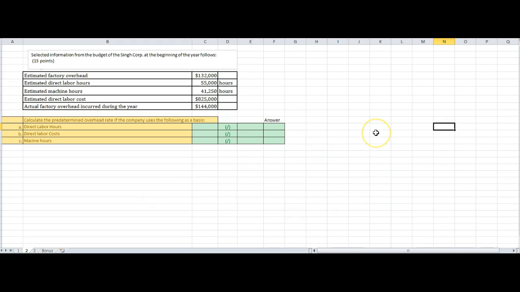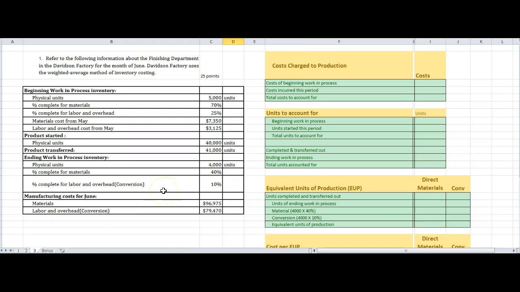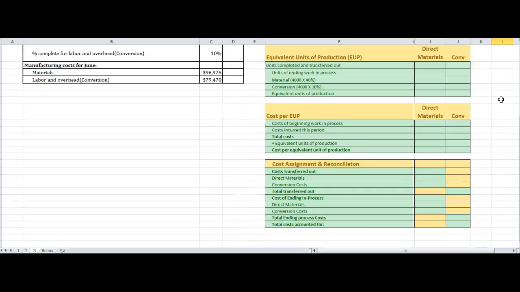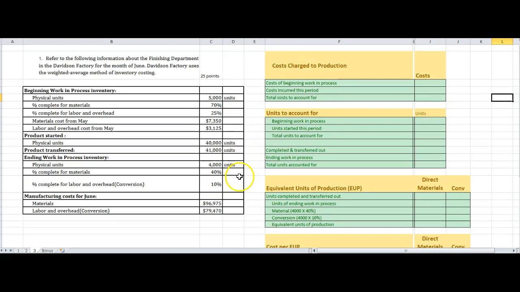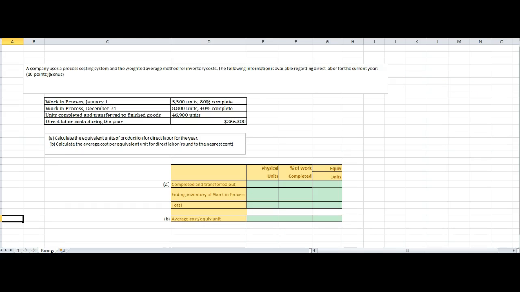Then you're going to do an allocation of overhead, using each one: direct labor hours, machine hours, or direct labor cost. So you can show how you would allocate the factory overhead. Then you're going to have a cost sheet, just like the one we did in the homework. Here's your information. Here are your forms. You should be able to pull that fairly quickly. And that one's worth 25. This one is worth 10 points, but it's a bonus question.